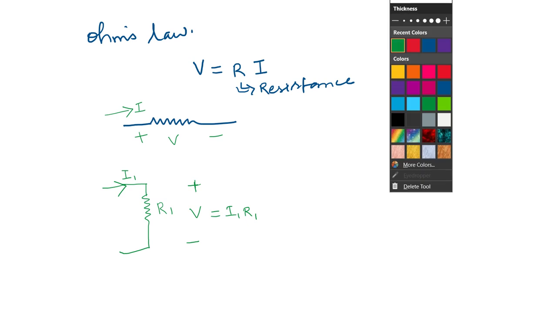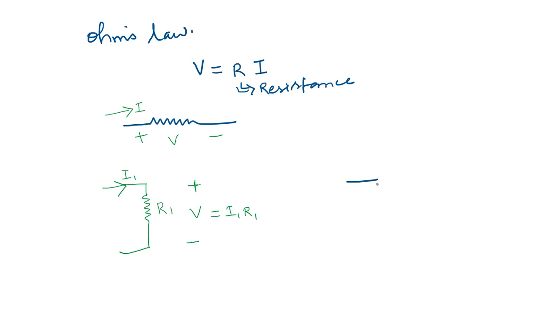Let us suppose that we have a resistor R2, and if a current, let us say I2, flows through it, then the voltage set up across R2 will have this polarity. And let the voltage be V2. So V2 is given as I2 into R2.